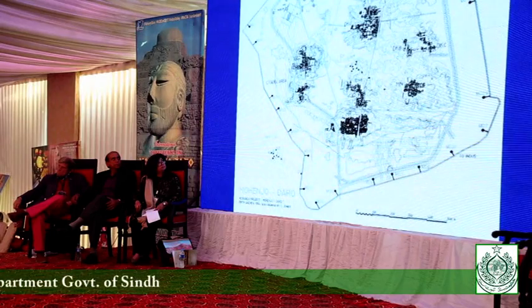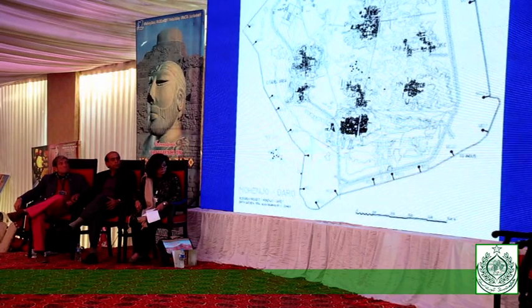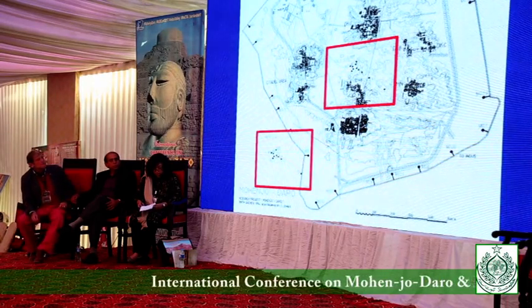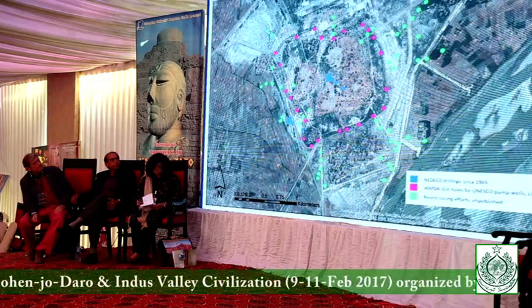This is Michael's map, the one that he showed before. We're looking at the new site and the old site, and this is the array of cores that we had before.